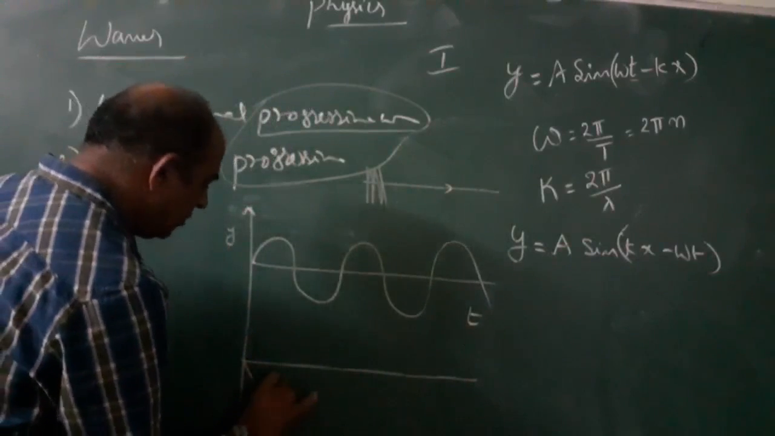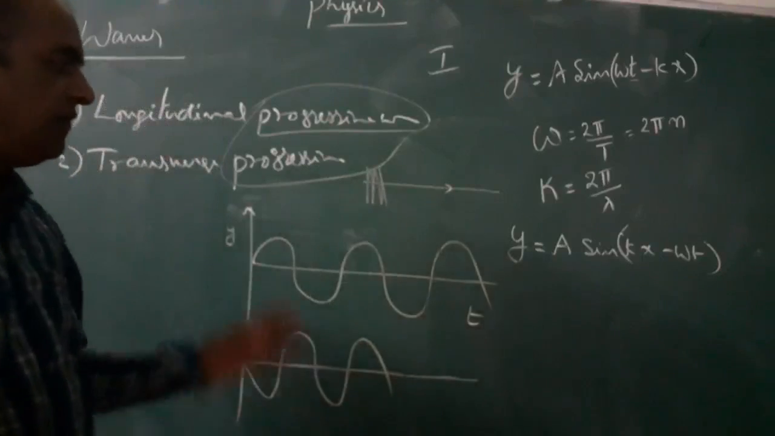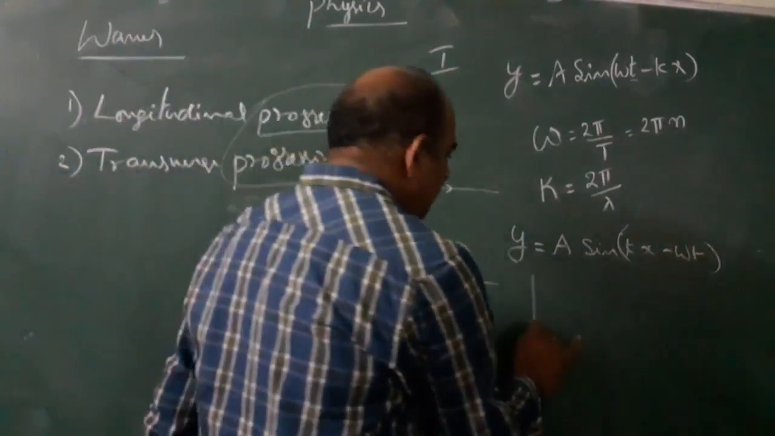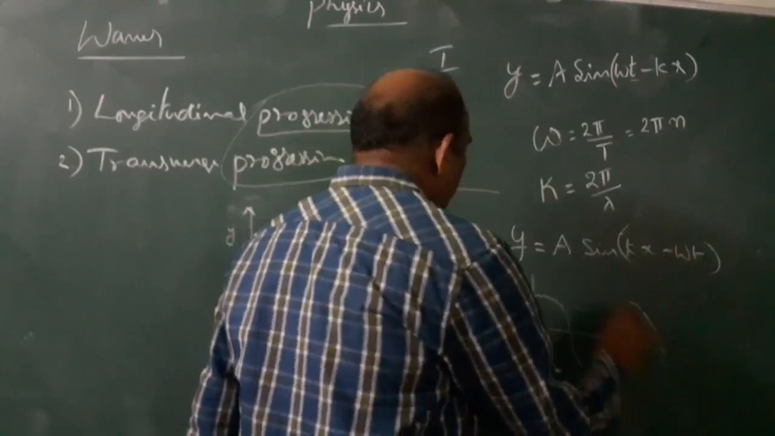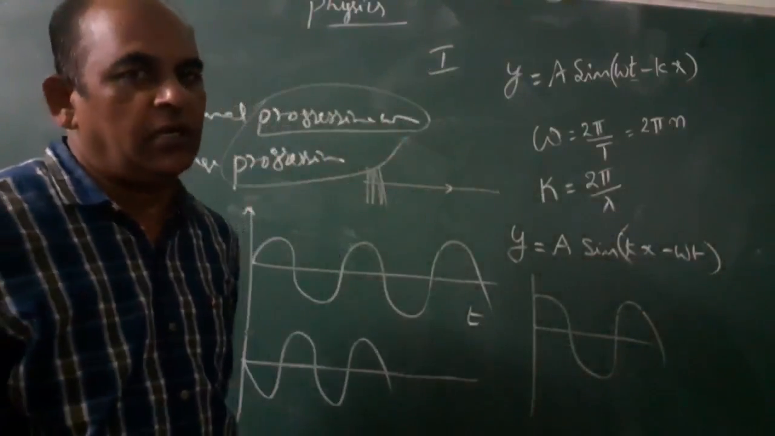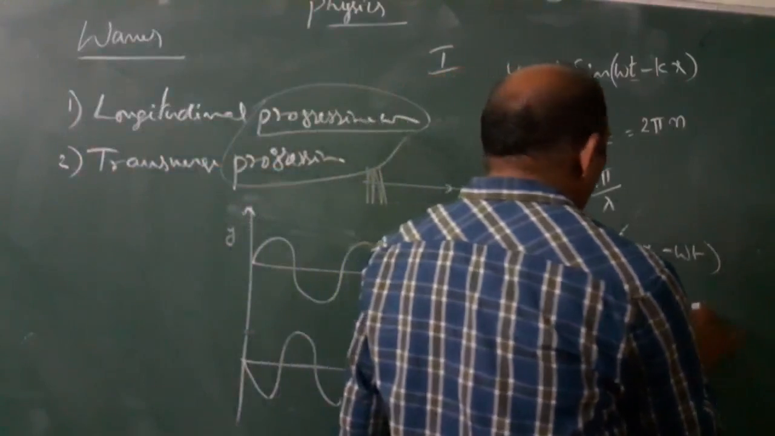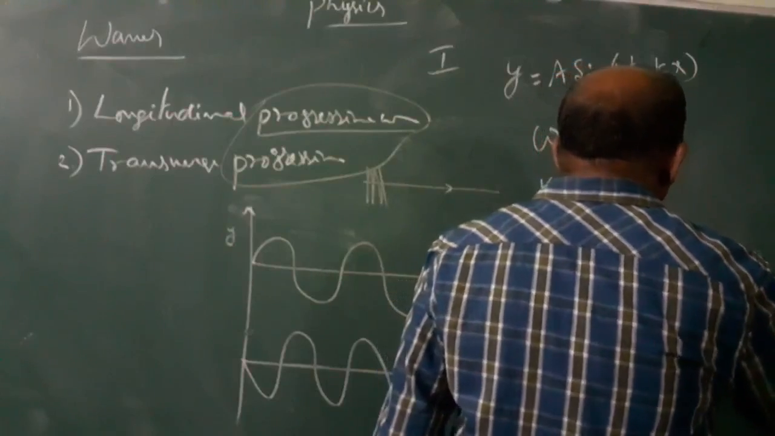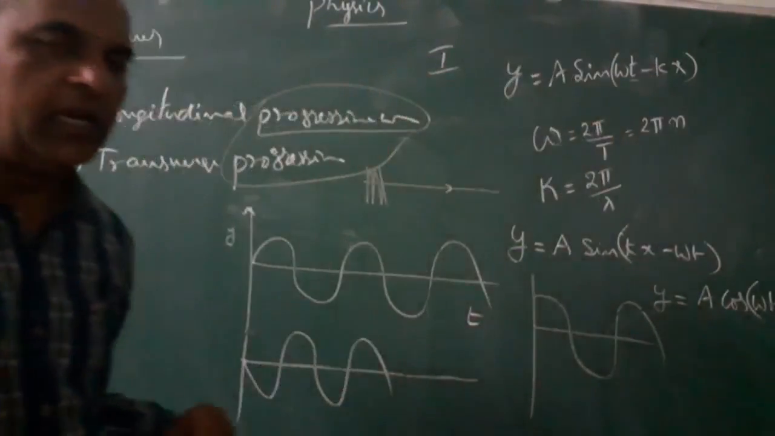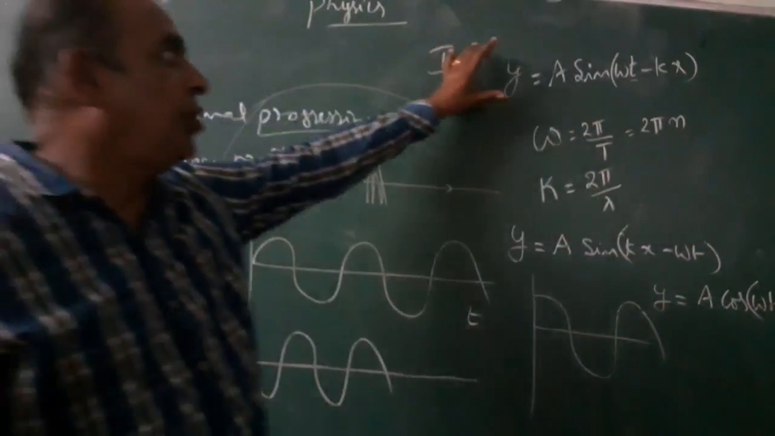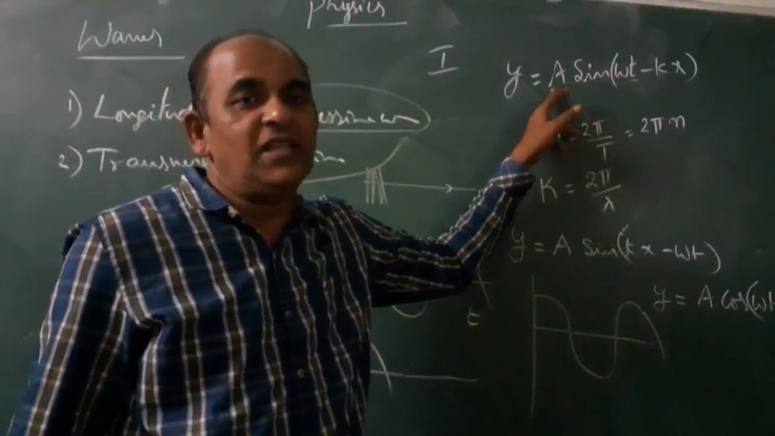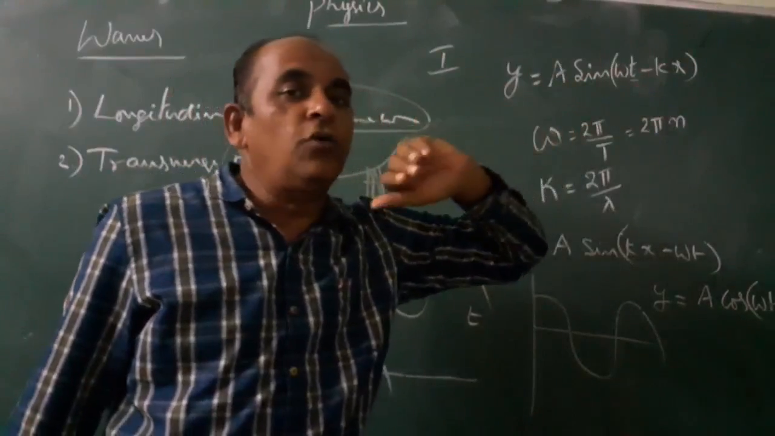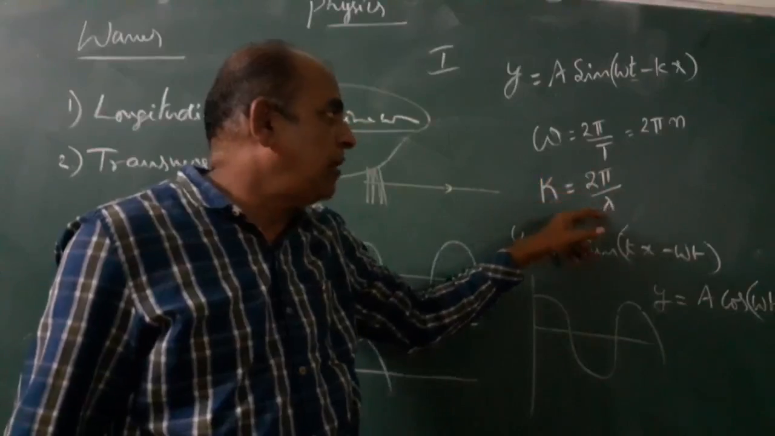If the particle started from the extreme position, you can write it as a cos function: y = A cos(ωt − kx). Like that, a progressive wave can be represented. In this, A is the amplitude, ω is the angular frequency, and k is the angular wave number, that is 2π/λ.